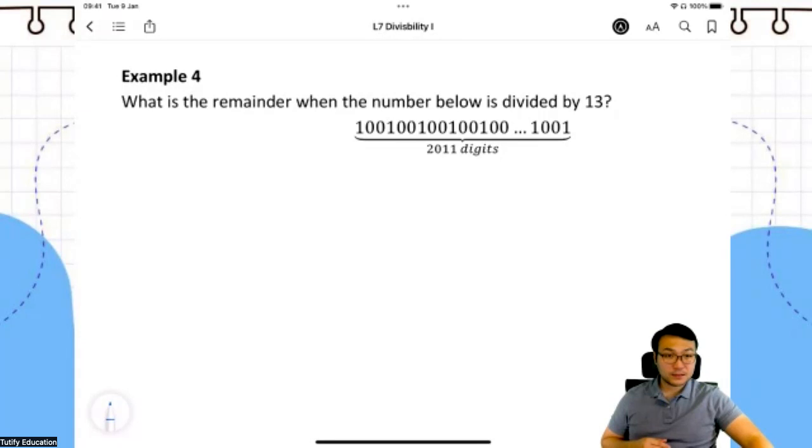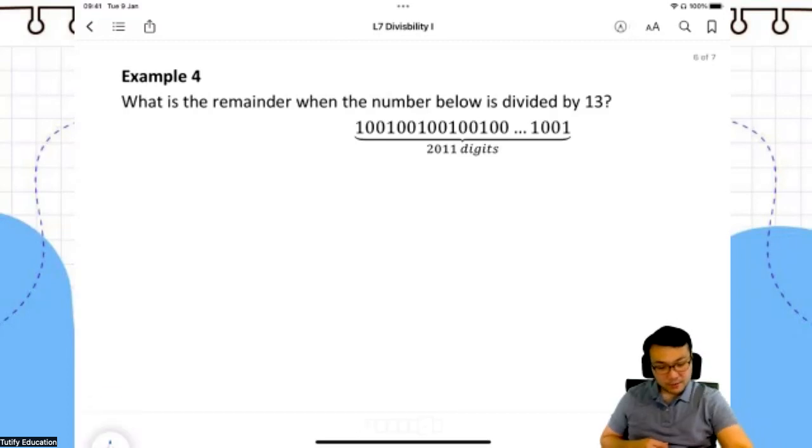Can I ask Kaden, where's Kaden? There you are. Kaden, can I ask you what is the divisibility rule of 13? Separate the last three digits? Yes, correct. But what else? Okay, what other rule is there?